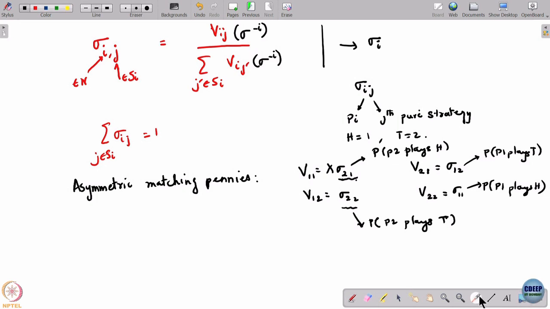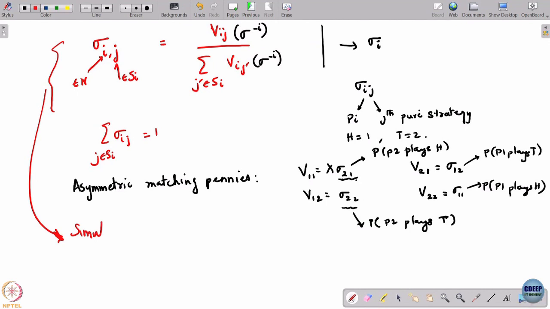With this we get these V's, which, remember, are a function of sigma minus i. So you get equations like this with sigma on the left and sigma on the right, for each player. How many equations would you have for player i? As many as his pure strategies, because that defines this. One such set for every player. You have to solve these simultaneously to solve for the sigma. And that then is your equilibrium.